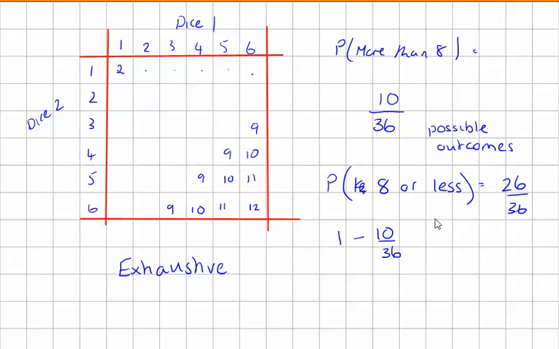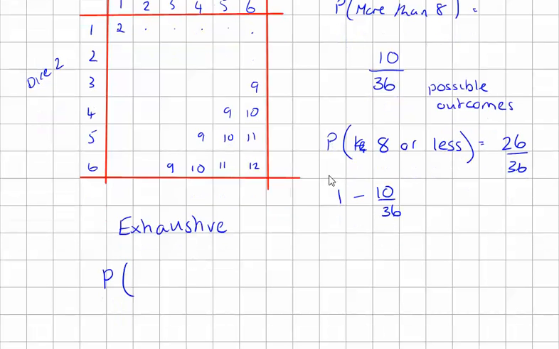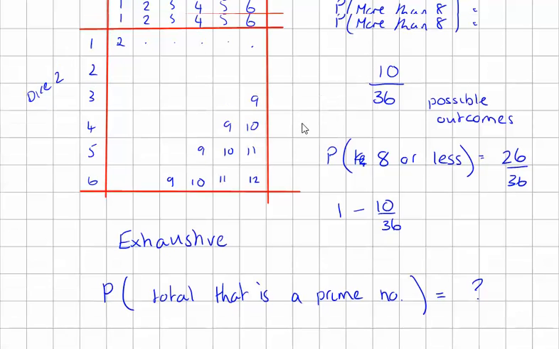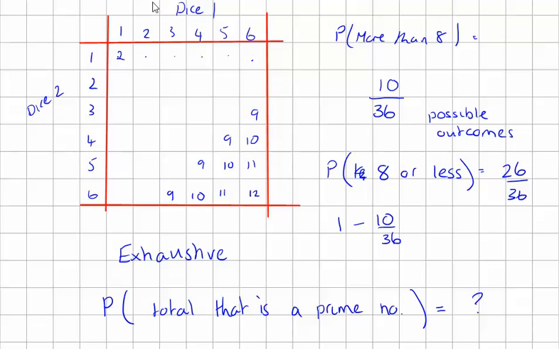The two-way table is quite useful now. So if I said to you now, you've got the same two-way table. What is the probability of rolling the dice and getting a total that is a prime number? What is the probability of getting a total that is a prime number on 2 dice? Well, I've rolled 2 dice. I'm going to pause and then I'm going to come back to you in a minute.